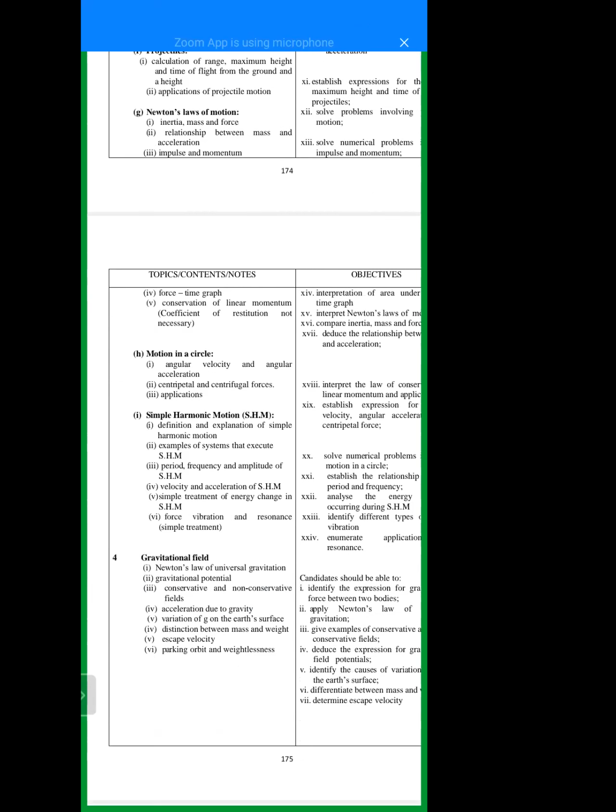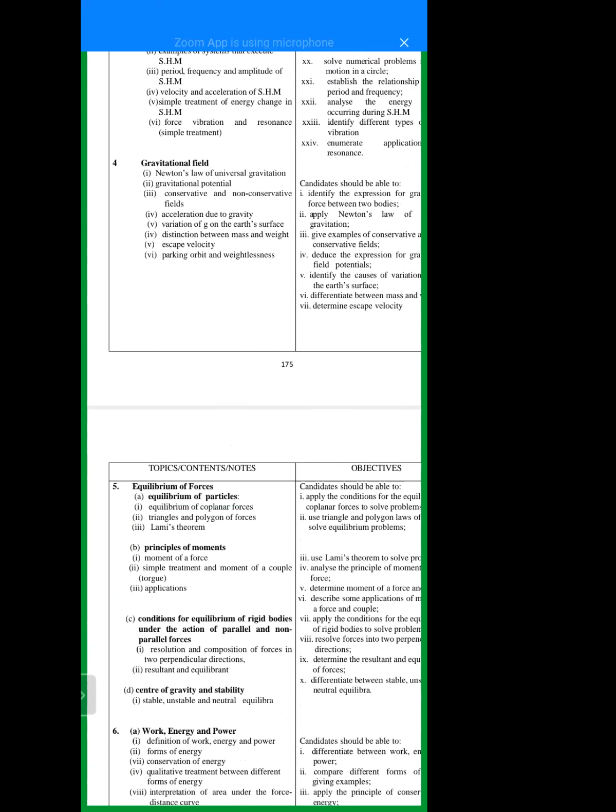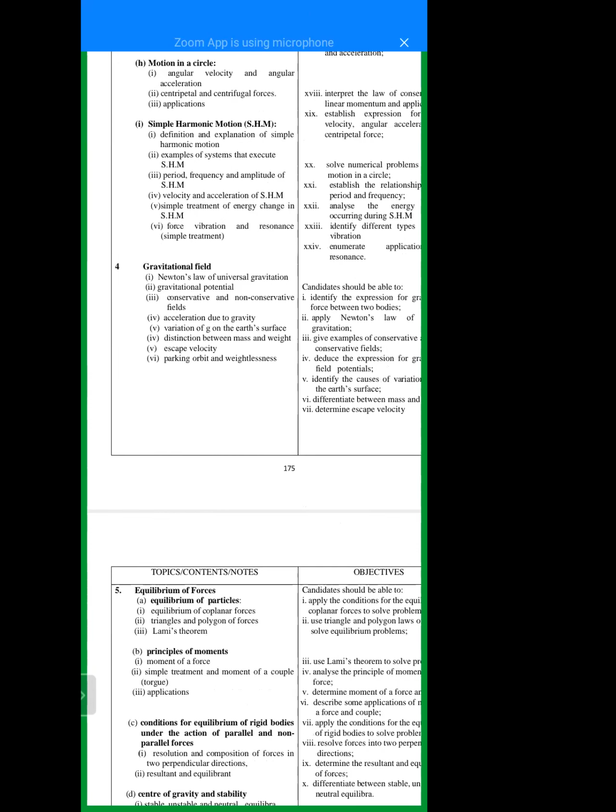I think we are doing well. Then before we move to gravitational field, equilibrium of forces. Okay, so we are still on course. We are still very much on course.